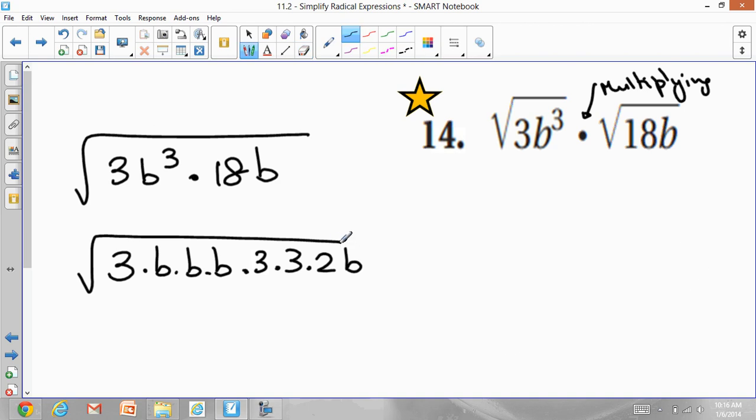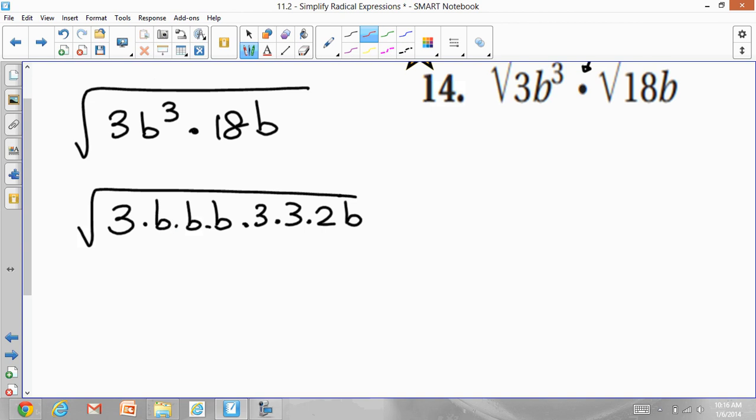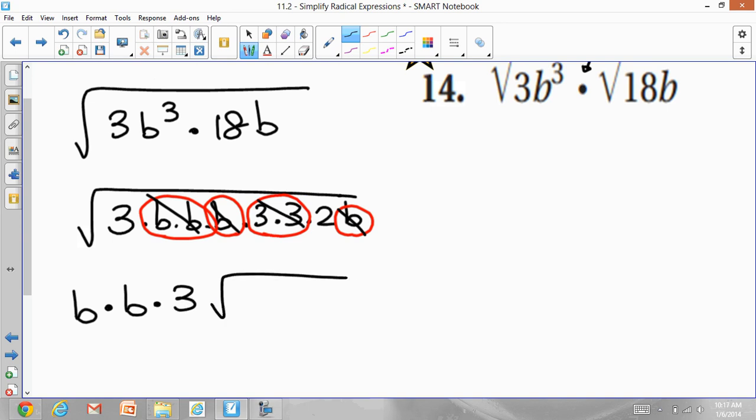So now once I have the breakdown, I'm trying to see if there are any pairs. So b and b is a pair, and this b and this b is a pair, and these two threes are a pair. So let's pull out the pairs. For b and b, I'm going to pull out one b. For this b and this b, I'm going to pull out another b outside. And for the 3 and the 3, I'm going to pull out one 3 outside. Now, the square root of 3 does not have another 3, so I'm just going to leave it as it is. 2 does not have another pair to match it, so I'm just going to write the 2.